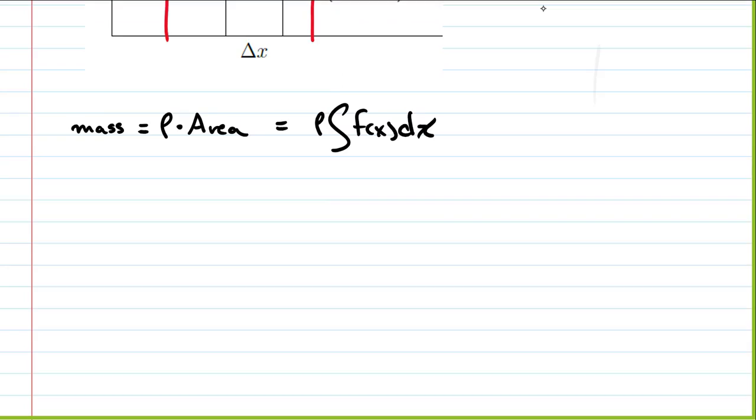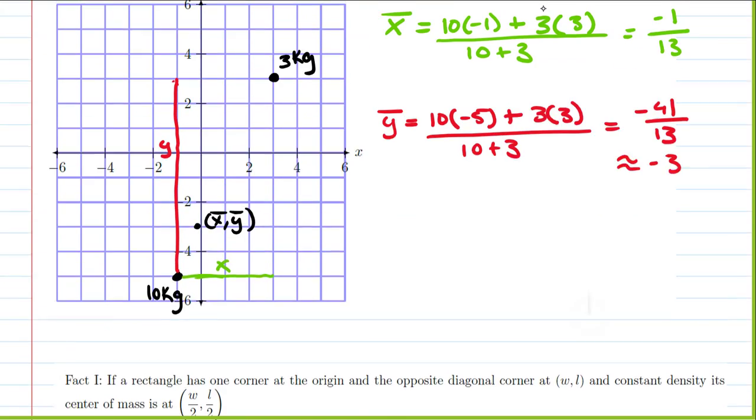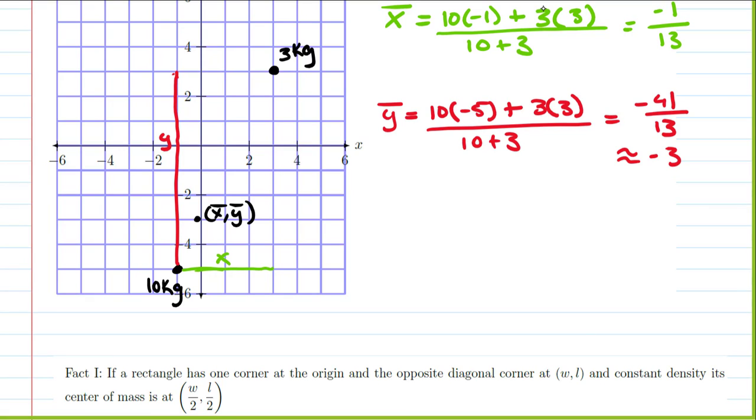All right, so we want to come back and look at what we had up here. There are a couple of things we want to notice, and we want to draw some analogies. In x bar and y bar, what did we notice about the denominator when we did it for the discrete system? What was our denominator in both fractions? 13. And what was 13?